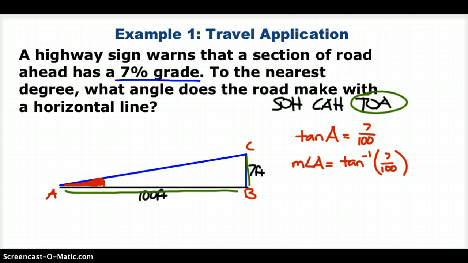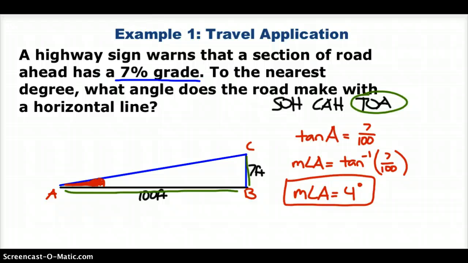And now this is where we can go to our calculators, and depending on what type of calculator you have, I'm going to take 7 divided by 100, and that gives us 0.07, and then I'll type inverse tangent. And that gives me about 4.00. And so basically I find that my measure of angle A equals 4 degrees. And that's going to be my final answer. Okay, pretty simple.